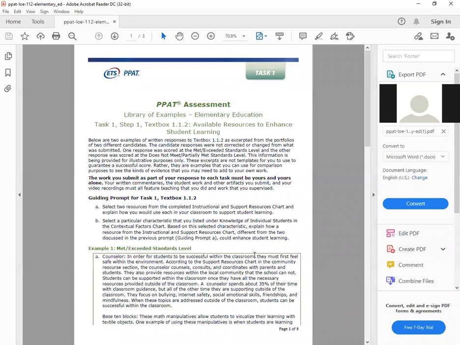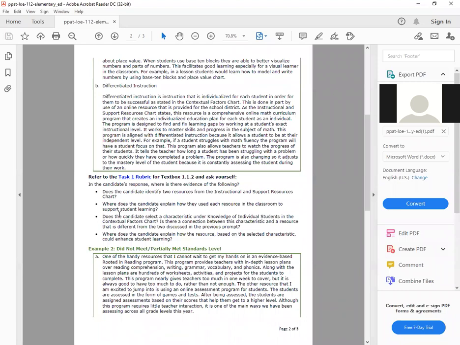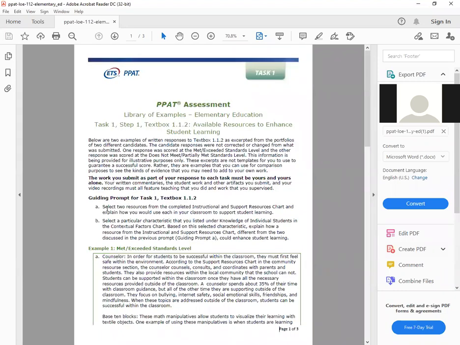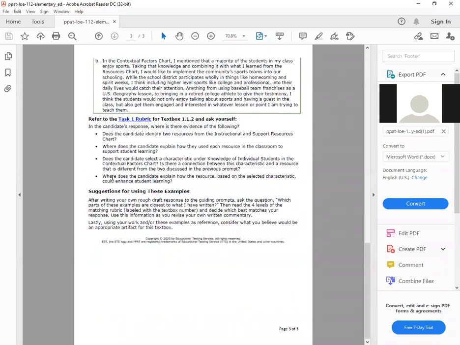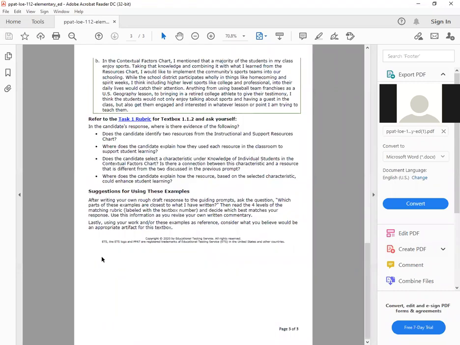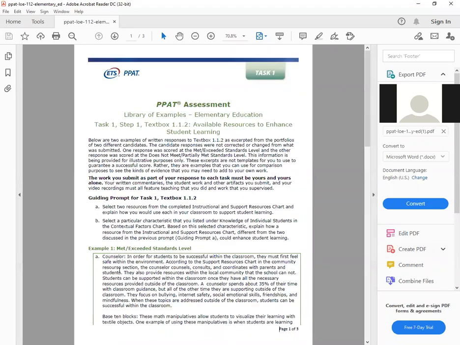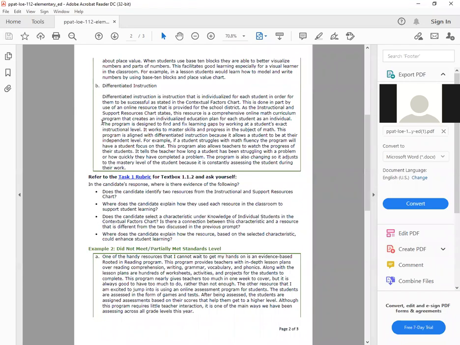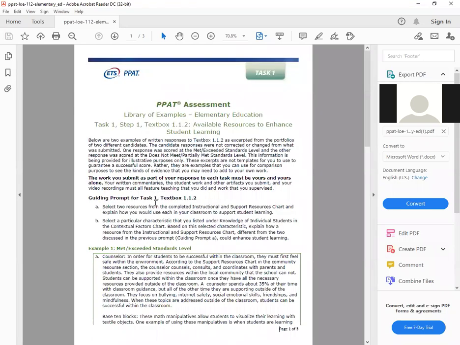Okay, 112. Y'all with me? Yes, ma'am. Thank you. All right, let's see what the guiding prompt says. It says, and here again, if you will look, you will see the letters A and B, differentiated instruction. Okay, so select two resources from the completed instructional and support resources chart.